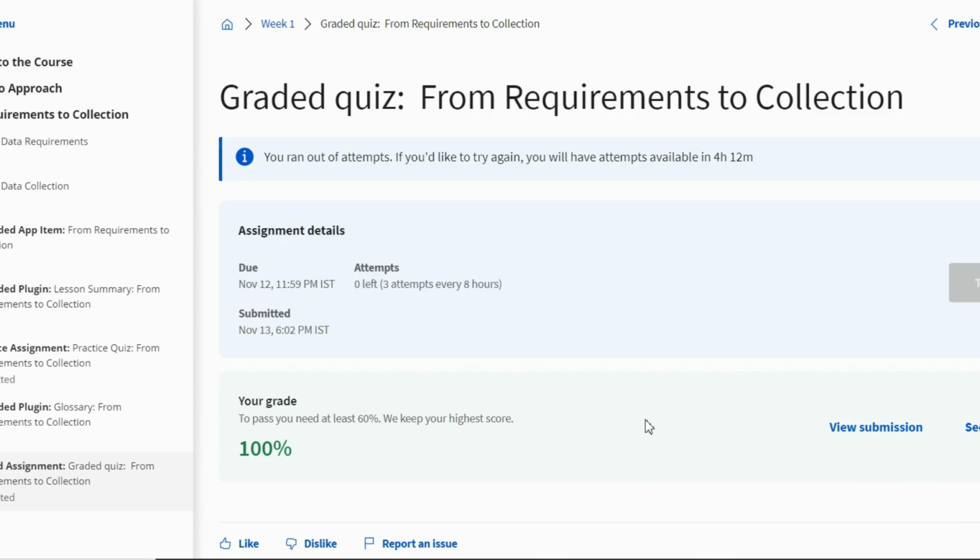Today we are going to talk about Data Science Methodology Week 1, From Requirements to Collection, credit quiz. So I'll proceed with the answers now.